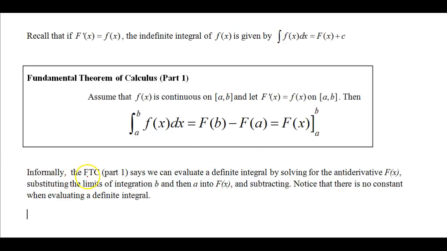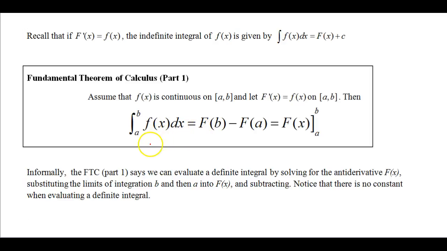Now, informally, the Fundamental Theorem Part 1 says that we can evaluate a definite integral by solving for the antiderivative, F(x), and then substituting in the limits of integration, b and then a, into the general antiderivative, F(x), and subtracting. So notice that there's no constant of integration when evaluating a definite integral. So we don't put that plus C that's associated with solving an indefinite integral. Remember that the answer to an indefinite integral is a function, but the answer to a definite integral with limits of integration is a number. So that's why we're not going to have that plus C. We want an actual concrete number to be the result.